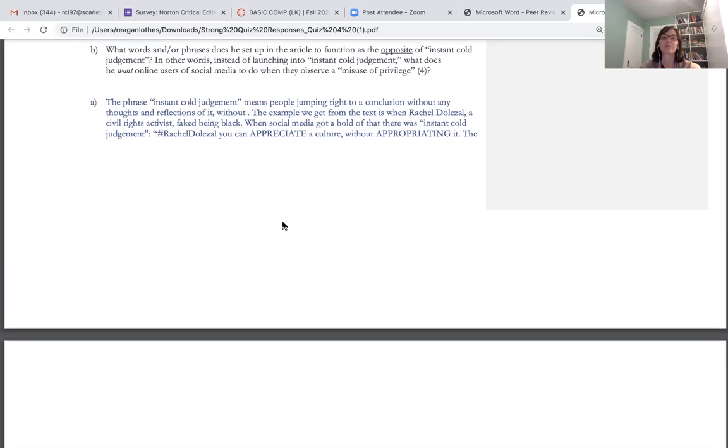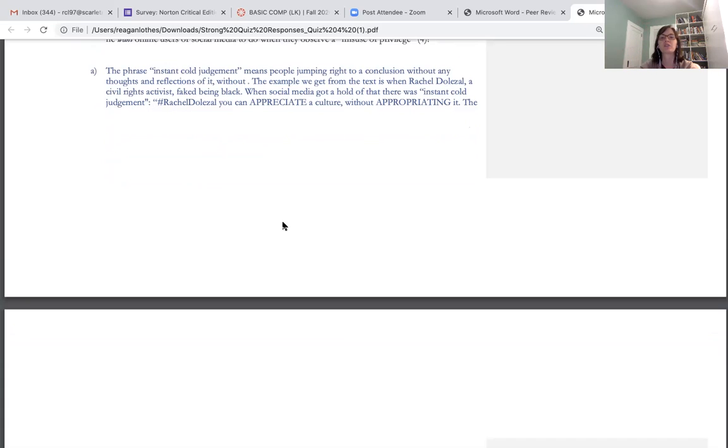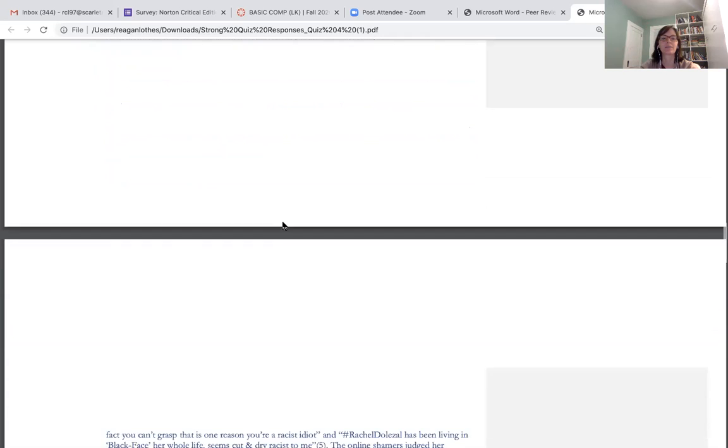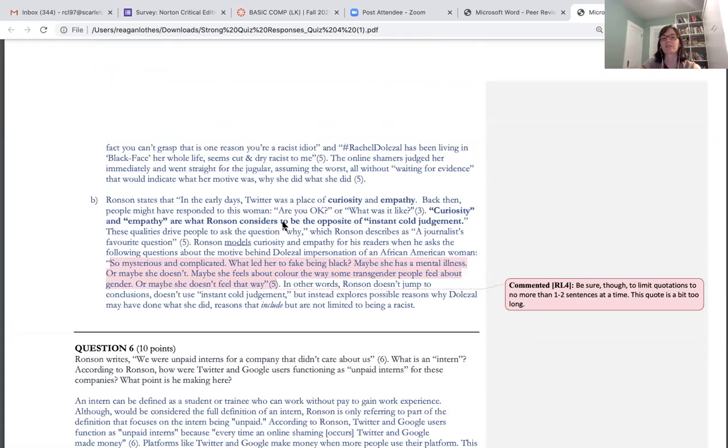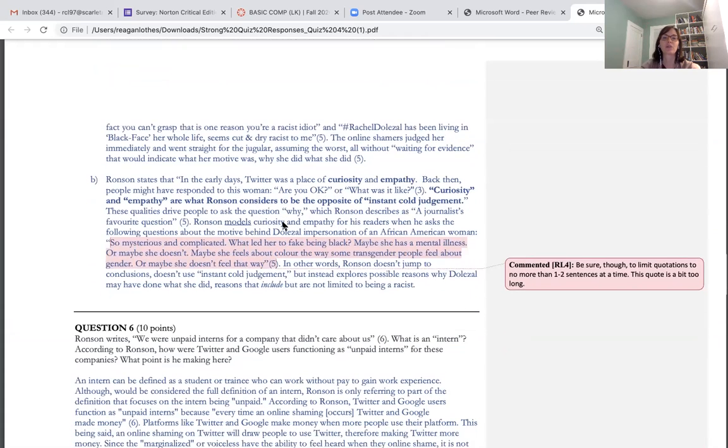And then we get an example. "Rachel Dolezal, you can appreciate a culture without appropriating it. So the fact that you can't grasp that is one reason you're a racist idiot." And "Rachel Dolezal has been living in blackface her whole life. Seems cut and dry racist to me." The online shamers judged her immediately and went straight for the jugular, assuming the worst, all without waiting for evidence that would indicate what her motive was, why she did what she did. And again, that all ties back into the idea that she was put on trial and it was an unfair trial.